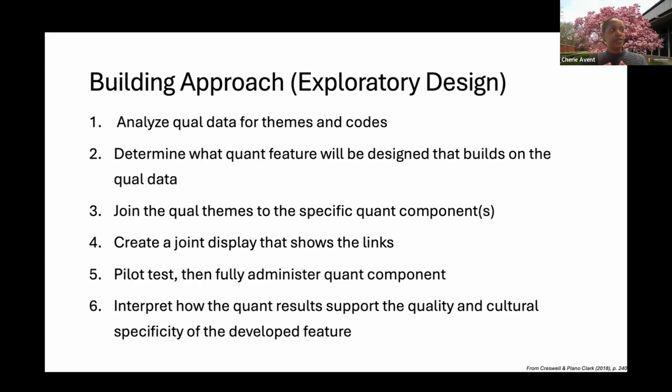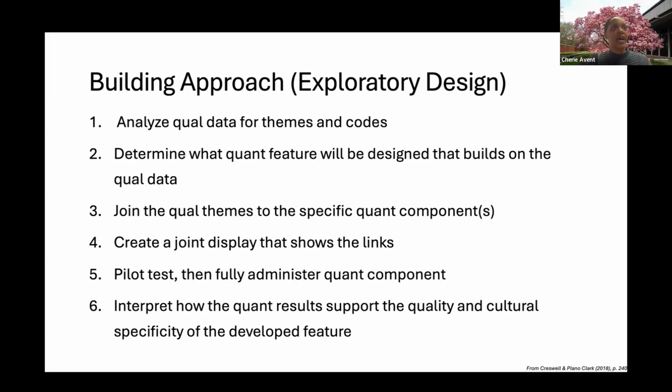After I've done that, using the joint display to show those links and connections, then it's pilot testing my quantitative instrument, fully administering it to my full sample or full population from the quantitative perspective, and then interpreting how the quantitative results support our understanding of the quality and the cultural specificity of that developed feature.